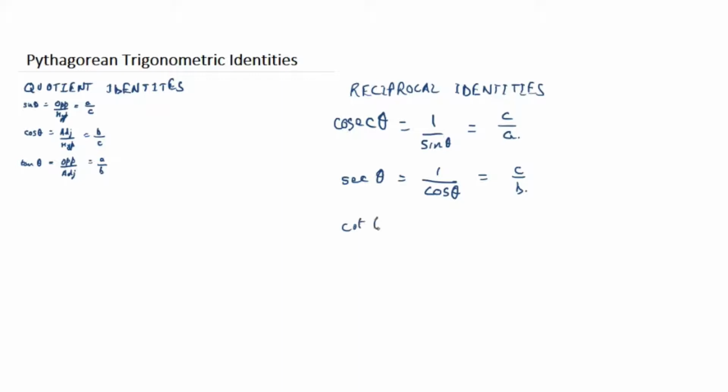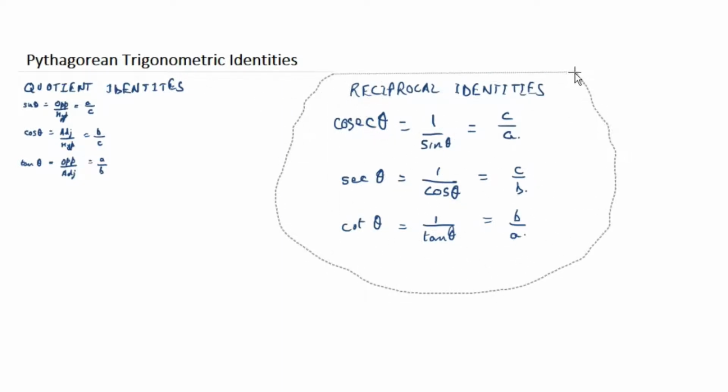And there's a cotangent theta, or simply called cot theta, which is the reciprocal of tan theta, or just 1 over tan theta, and since tan theta is a over b, the reciprocal of that is going to be b over a. So these are the reciprocal identities that we have. Let me also save these for the time being.